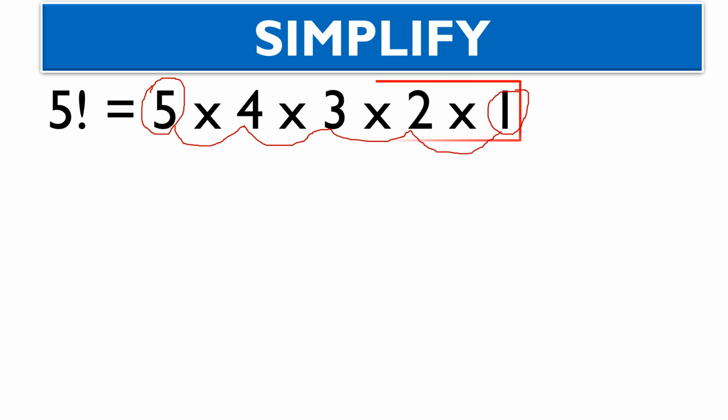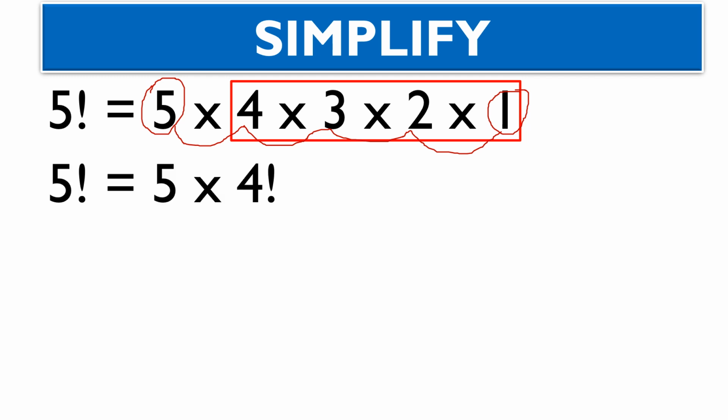Also, we can notice that 4 times 3 times 2 times 1, that is starting with 4 and ending with 1, is also 4 factorial. Therefore, we can also express 5 factorial as 5 times 4 factorial. In fact, if we want to express it further, it is also the same as 5 times 4 times 3 factorial. So let's just leave it at 5 factorial is equal to 5 times 4 factorial for now.